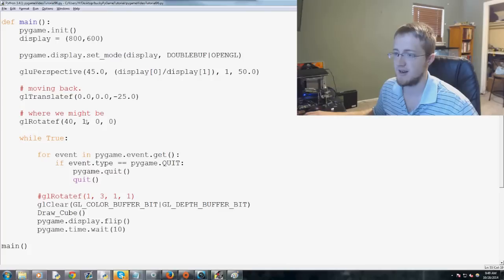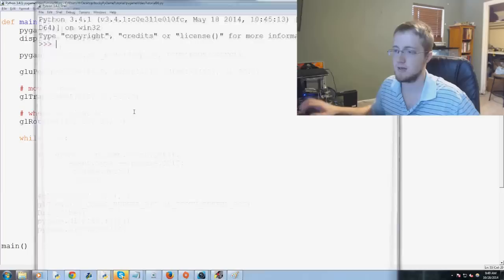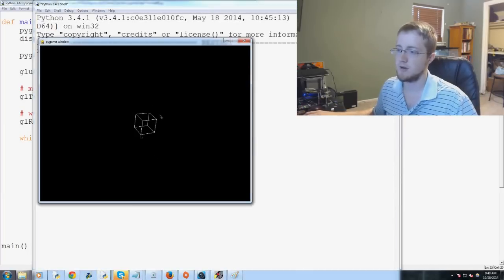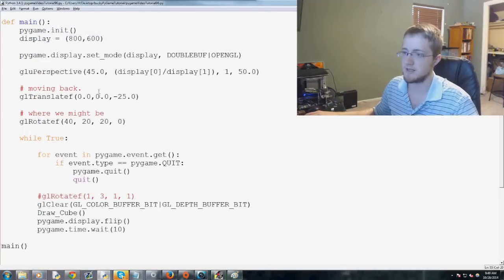Hold on, let's rotate 20. See if we can get it. There we go. So now it looks a little bit more like a cube. So now we've moved way back. We can also do something like this.